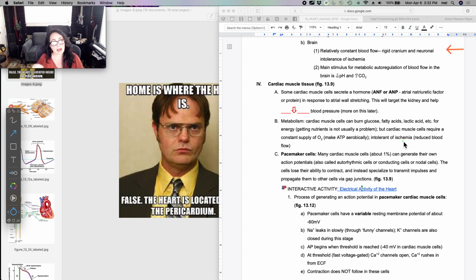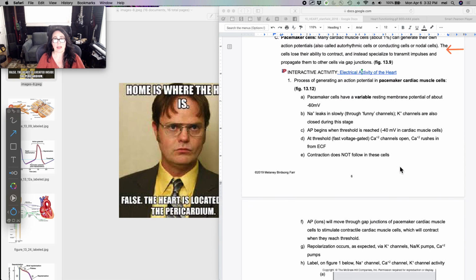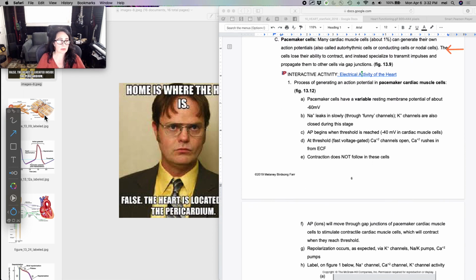So if they do not have oxygen for a decent period of time, not only will they die, but you don't get them back. Okay, and now we're going to get into two specific categories of cardiac muscle cells. There are two different kinds of cardiac muscle cells. There are what we call pacemaker cells. Your textbook tends to refer to them often as autorhythmic cells, as in they make their own rhythm.